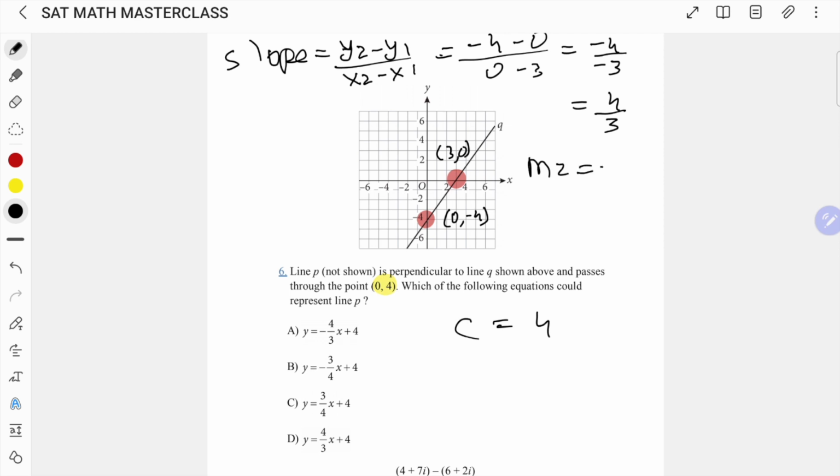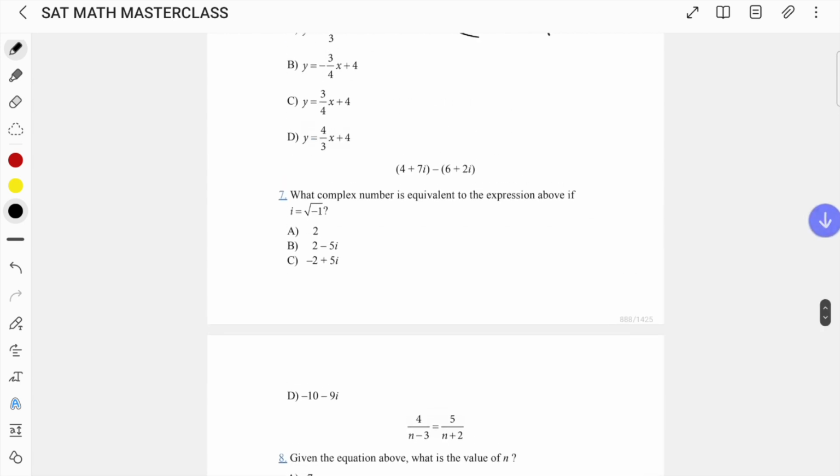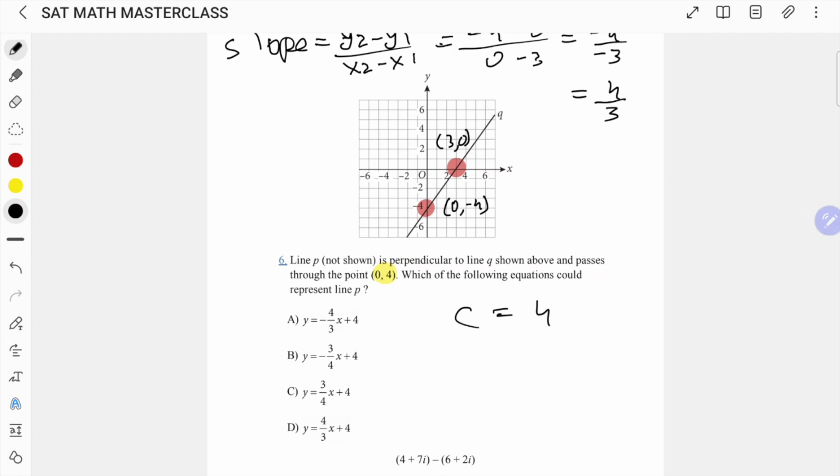Now since we have to find the equation or the slope of the perpendicular line, m2 will be equal to minus 1 divided by m1. So we get minus 1 divided by 4 by 3, so we get minus 3 divided by 4. So we know the slope is minus 3 divided by 4.